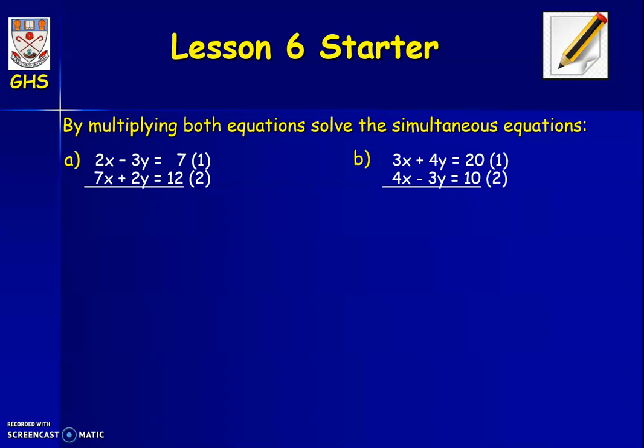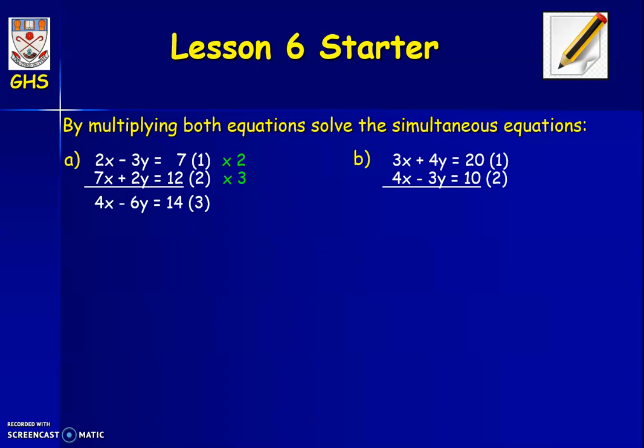So in A, we need to decide which variable, x or y, to eliminate. We need the same amount of x or the same amount of y and opposite signs. We have the opposite signs in the y terms, so we're going to multiply both equations to eliminate the y terms. Remember, we multiply by the coefficient in the opposite equation. So for equation 1, we will multiply by 2, and equation 2, we will multiply by 3.